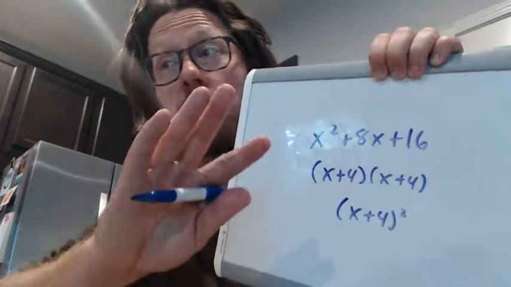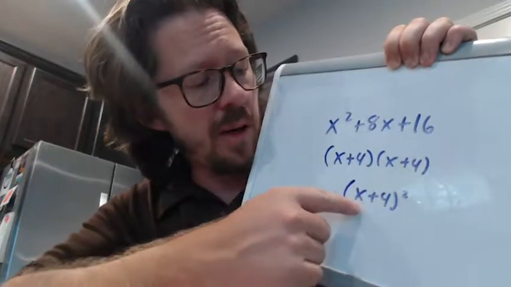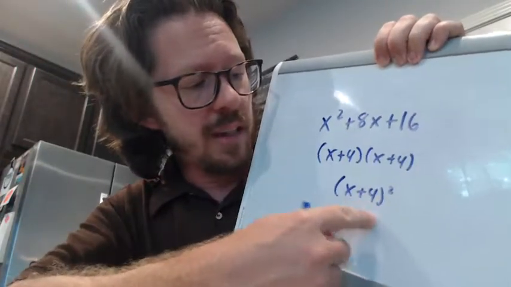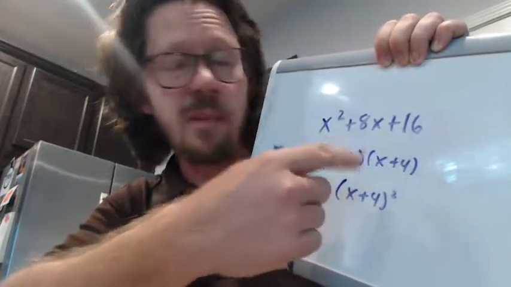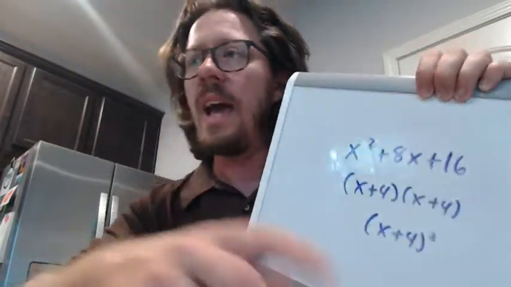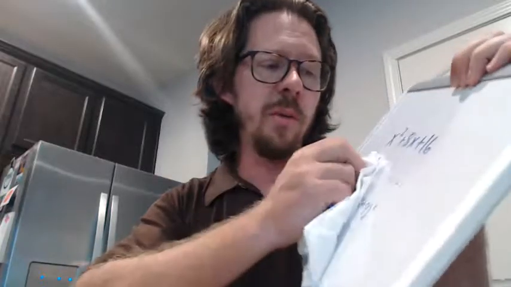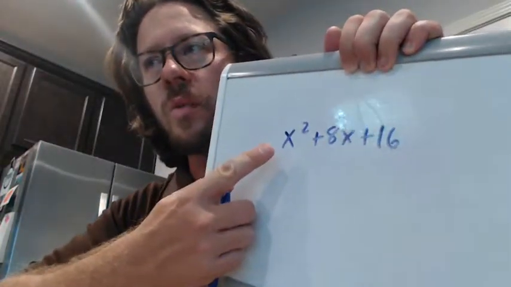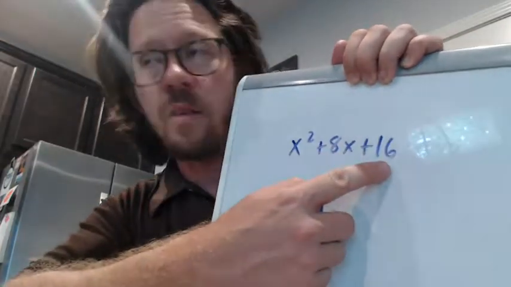You can probably guess why we call it a perfect square trinomial: you're squaring this binomial to get this trinomial, right? And if you can ever spot a perfect square trinomial, it's pretty easy to do. Look, you notice what's being squared here is an x, and what's being squared here is a 4, right?